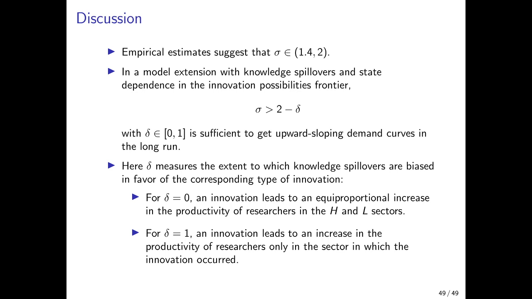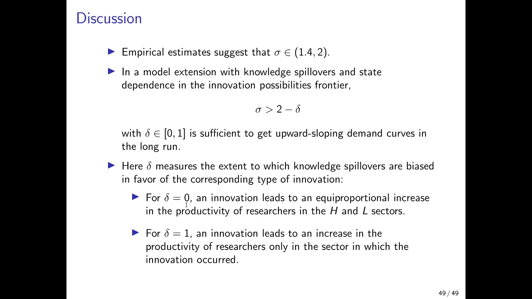However, one can write down a model extension where research and development is not given by the lab equipment approach, but by the standard intertemporal knowledge spillovers approach that Romer also follows in his paper, so where scientists produce research and development. And then one has to assume intertemporal knowledge spillovers, and these knowledge spillovers could be biased also in favor of one of the two types of research. So they are denoted by delta. Now, delta measures the extent to which knowledge spillovers are biased in favor of the corresponding type of innovation.